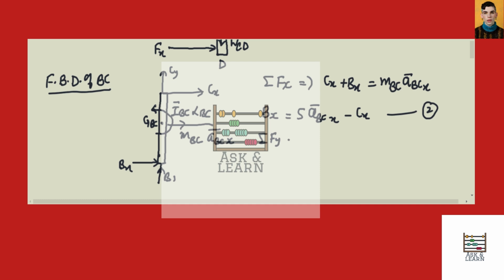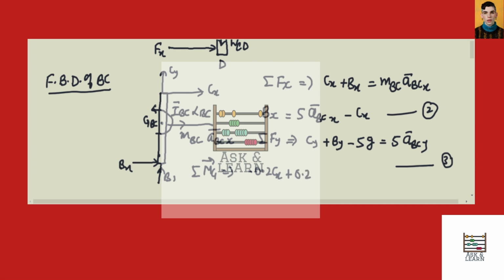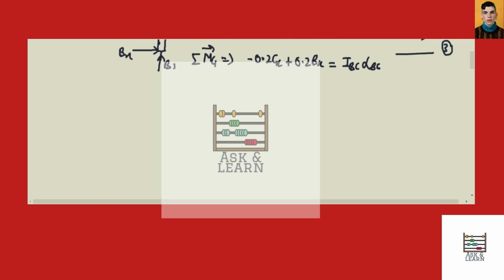Summation of Fy, you will get Cy plus By minus 5g to be equal to 5 into acceleration of BC along y-axis. Say equation number 3. Taking moment of force about G, that must be equal to minus 0.2 Cx plus 0.2 Bx is equal to I_BC into alpha. So it can be written as minus 0.2 into Cx plus 0.2 Bx is equal to alpha BC upon 15. Say equation number 4.